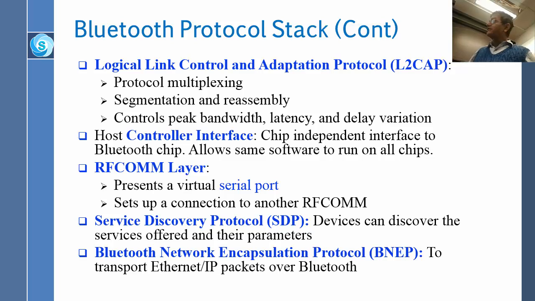Then there is the service discovery protocol. This is used to discover the services offered and their parameters. Every Bluetooth device offers a service. If you have a Bluetooth keyboard, it offers a keyboard service. If you have a Bluetooth headset, it offers the headset service. If you have a Bluetooth mouse, it offers the mouse service. This is the protocol which everybody speaks, so that they can figure out what you do and what I need. Okay, service discovery protocol.